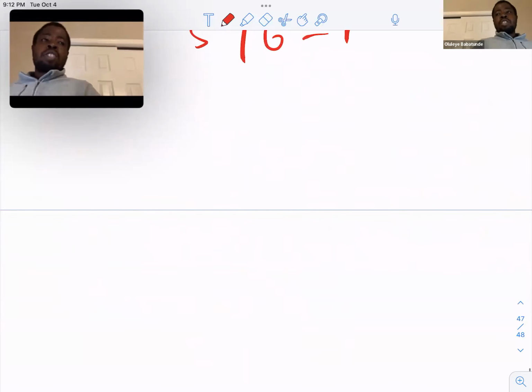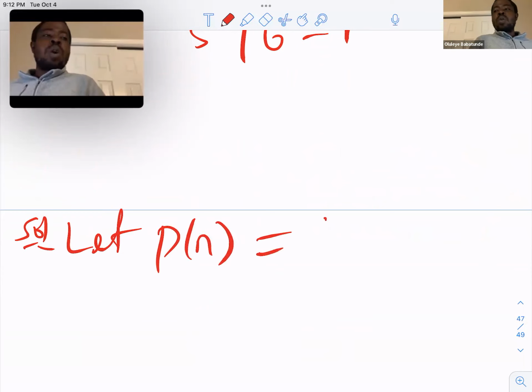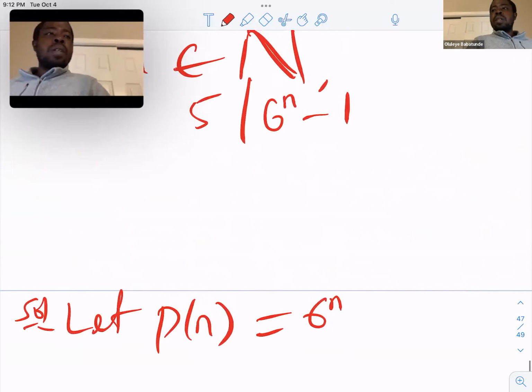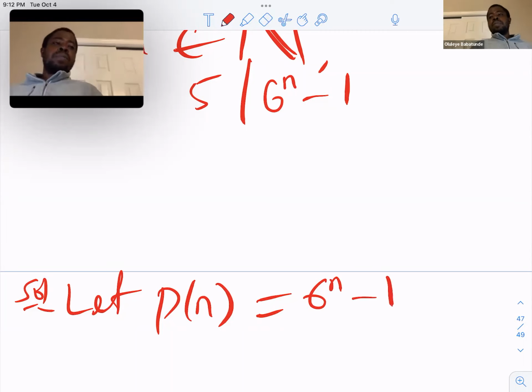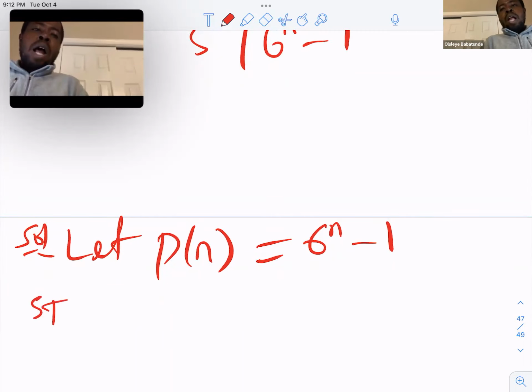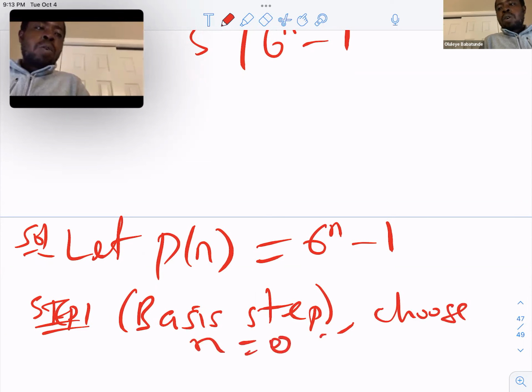Now, you remember the method I told you? So solution, you will represent P of n like a statement. Let P of n equal 6 raised to power n minus 1. See that? You have to be careful. The minus 1 is not on top there. No, the minus 1 is separate. Okay, so step number 1, basis step. Choose n equals 0 and find P of 0.